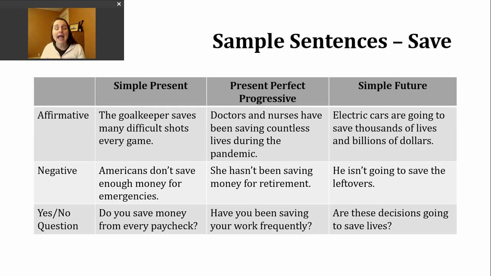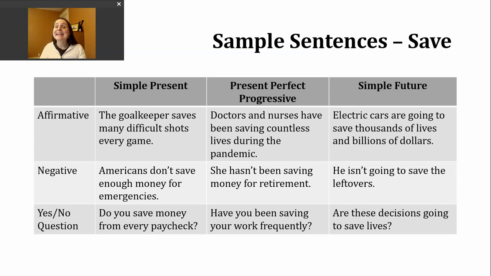Let's take a look at an example sentence. Doctors and nurses have been saving countless lives during the pandemic. Okay? So again, this is an action. It has started in the past, and unfortunately, it is unfinished. They are continuing to work so very hard right now to save as many lives as they can. Again, this goes back to that first meaning of trying to get someone out of a harmful or dangerous situation.